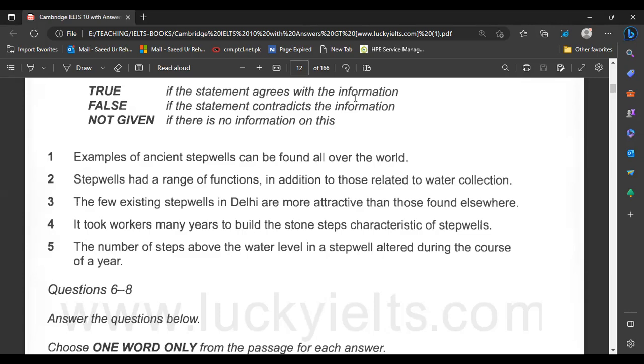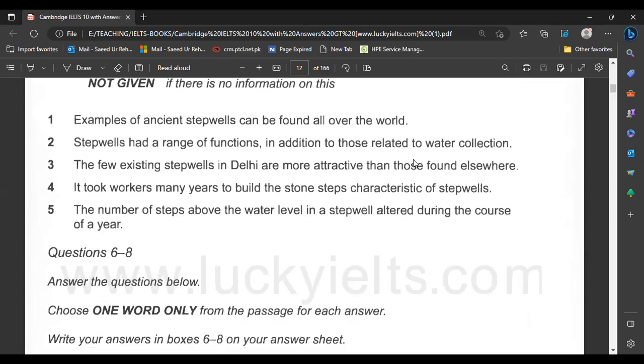Examples of ancient step wells can be found all over the world. So this is a statement, and we can't answer the statement on the basis of our general knowledge or our specific knowledge. We have to answer the question according to the information available in the given passage. So if the statement agrees, it is true. If the statement contradicts, it is false. And if there is no mention of this statement in the passage, it will be not given.